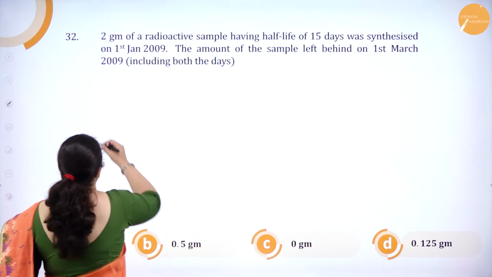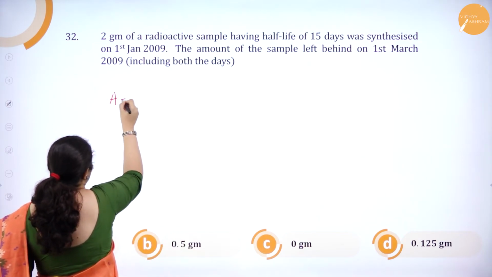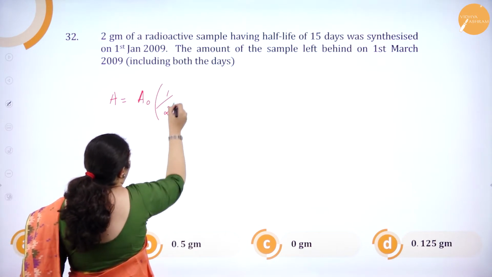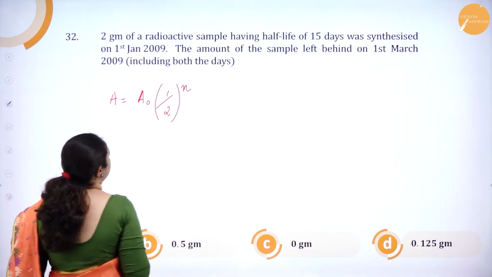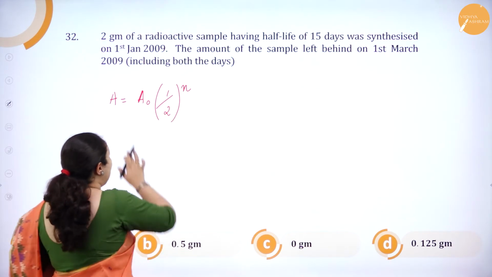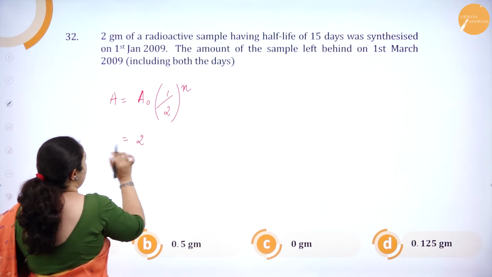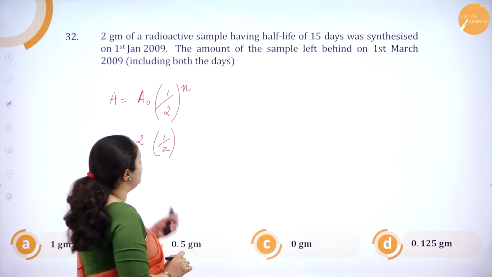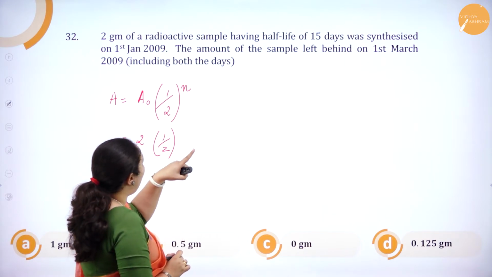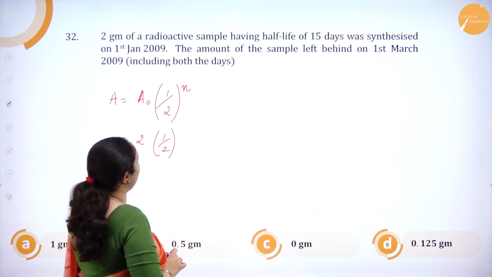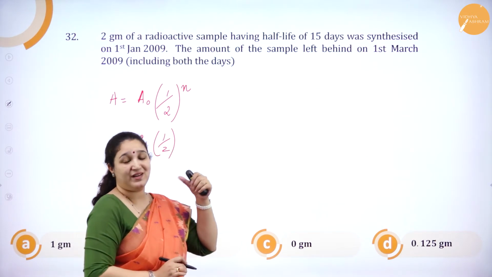So for that, the formula is: amount of sample left behind is initial times 1 by 2 to the power n. Now what is this n? n is the number of half-lives, and the initial amount is 2 grams, I know. So 1 by 2, I have to find out the number of half-lives. I know that the half-life is 15 days, and from 1st Jan to 1st March 2009, how many days are there?